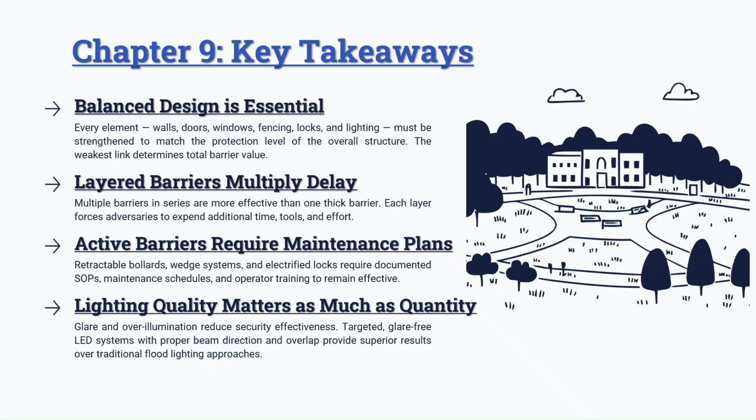Active systems require proper maintenance and operational discipline. Lighting is not just about brightness, but about quality, placement, and integration with surveillance. Above all, security is not achieved through a single measure, but through thoughtful design, integration, and continuous evaluation.